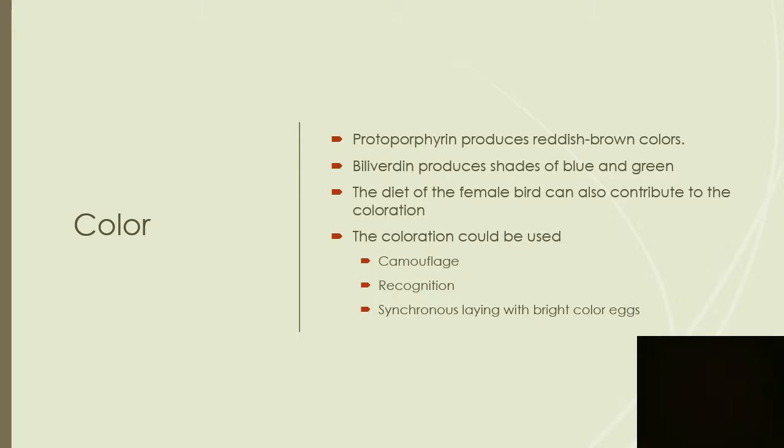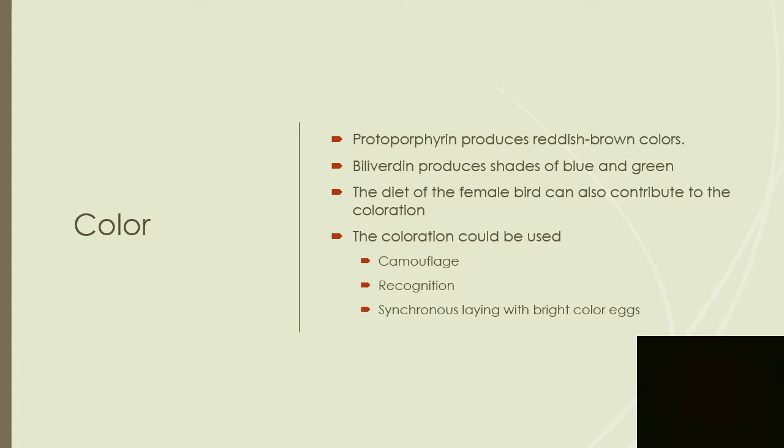As for the color, there are actually 3 main colors in the pigmentation. Protoporphyrin produces the reddish brown color, and biliverdin produces the shade of blue and green. There is a variation in how the colors show off, or a mixture.